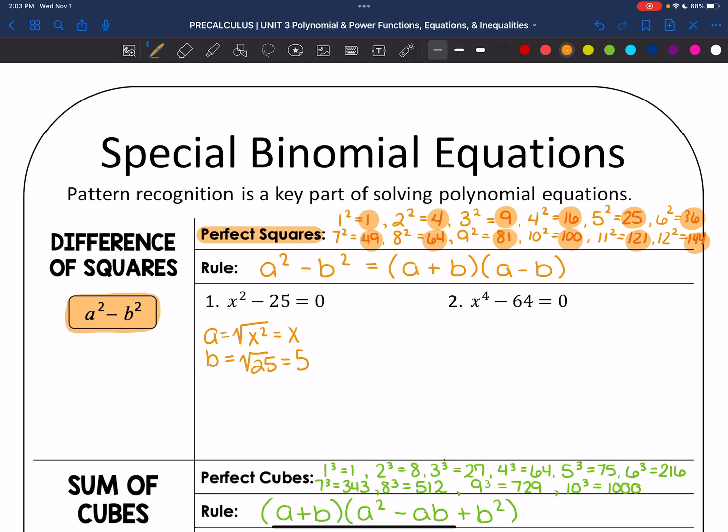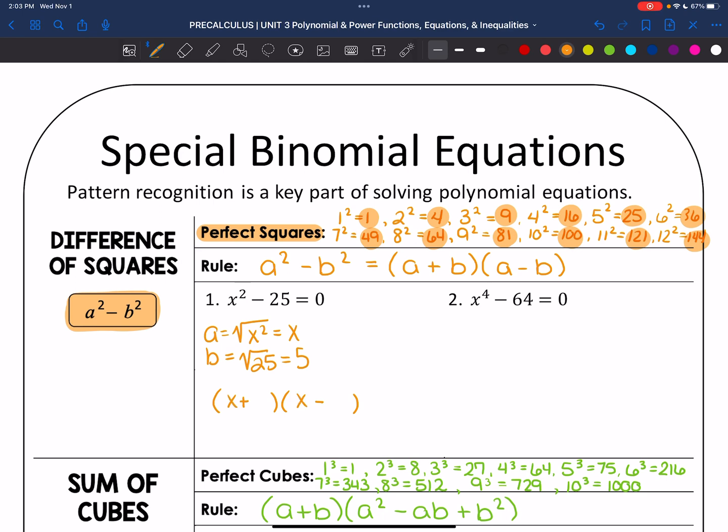Now, let's go ahead and apply the rule. What is the rule? Well, the rule says that if you have a difference of squares, you may factor it down into these conjugates. These conjugates are going to look almost the same, except that between one, you'll have addition, and between the second, you'll have subtraction. So you take your a value, which for this example was x, and your b value, which in this example was 5.